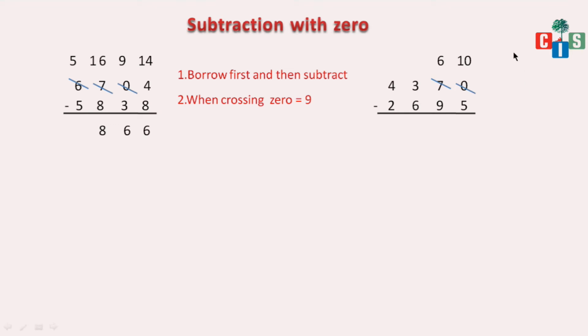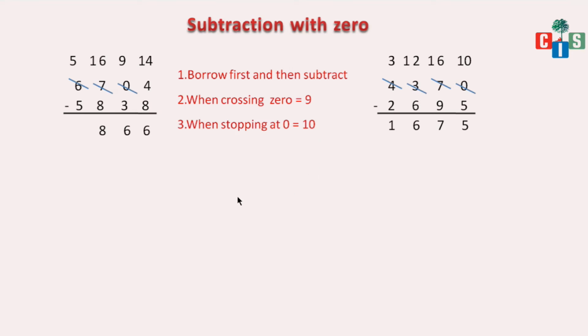Now borrowing is over. Start subtracting. 10 minus 5 gives me 5. 6 minus 9 not possible. So borrowing from the next door, 3 will change to 2 and 6 will change to 16. Now start subtracting. 16 minus 9 will give me 7 and 2 minus 6 is not possible again. So borrowing from the next door, 4 will change to 3 and 2 will change to 12. Now 12 minus 6 will give me 6. 3 minus 2 will give me 1. Here we learned that when you stop at 0, you have to change it to 10.